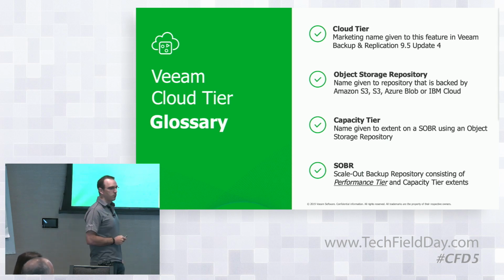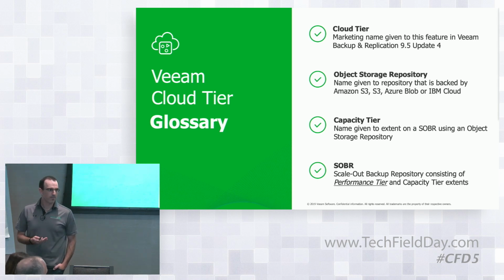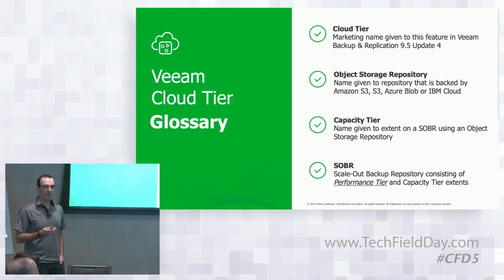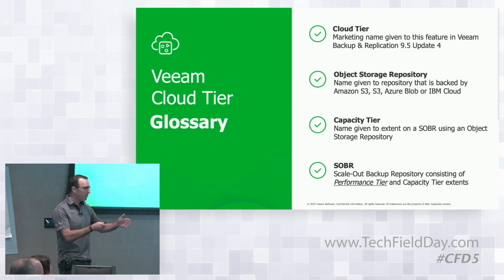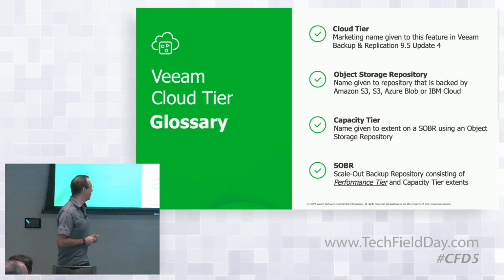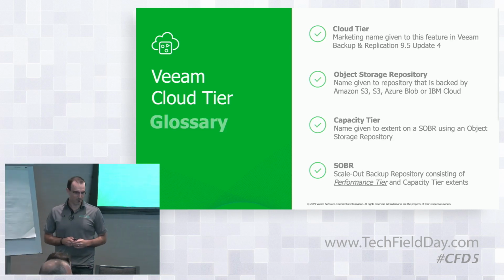We have object storage repository, which is basically a repository that is backed by Amazon S3, S3 compatible, Azure or IBM Cloud. We've got the capacity tier. Capacity tier is a name given to an extent on the server that is using the object storage repository. And then we've got the scale-out backup repository, which Michael's talked about briefly, which this is all based upon and part of as a feature. Okay, clear as mud. It'll be a little bit clearer later on.